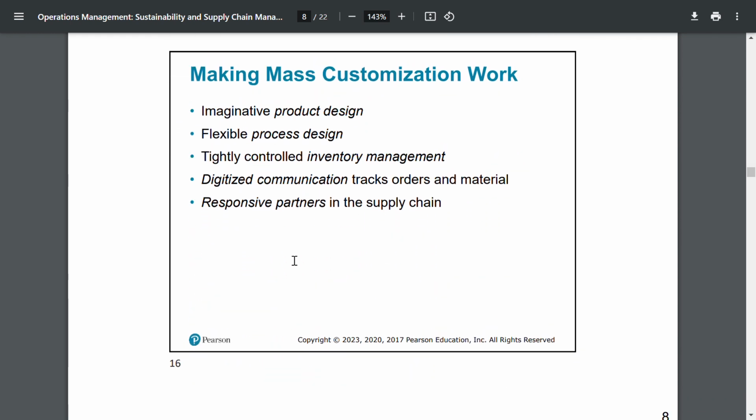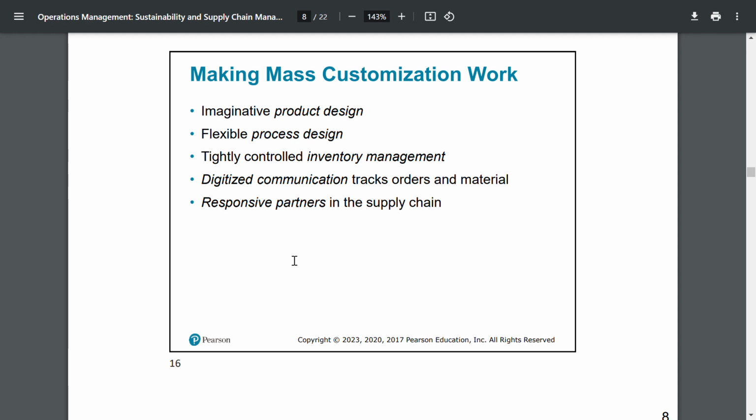So, and in order to make it work, we should have imaginative product design, okay, and flexible process design. Okay, so we have flexibility and imaginativity. So it combines product design and the process design all together, and it has a tightly controlled inventory management. Okay, so the inventory is controlled, and it has digitized communication. It tracks orders and materials, so it's important to keep a track of the orders and the materials.